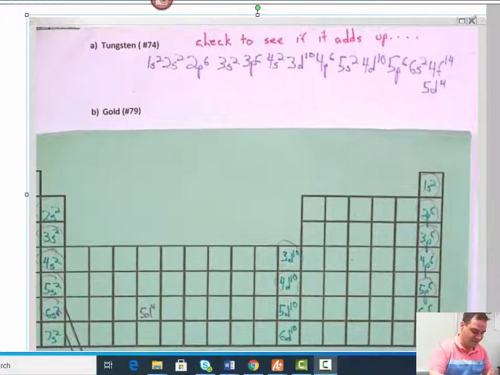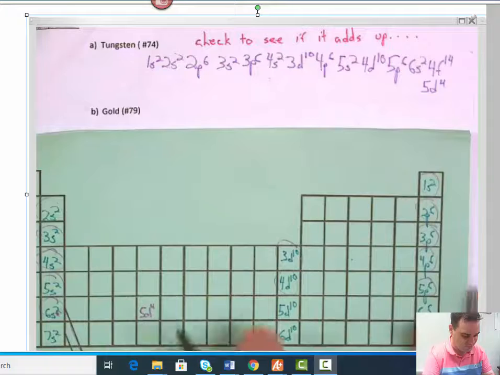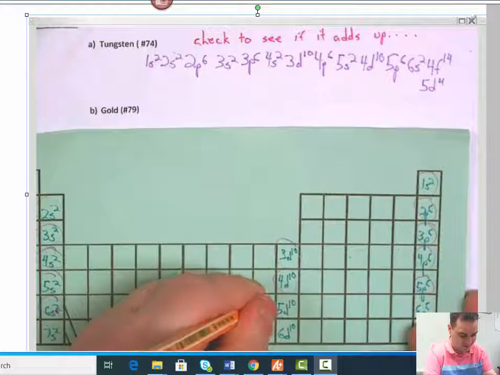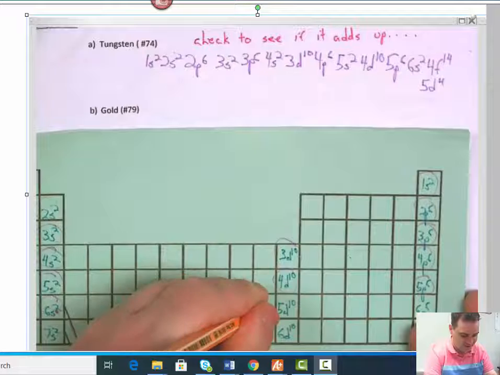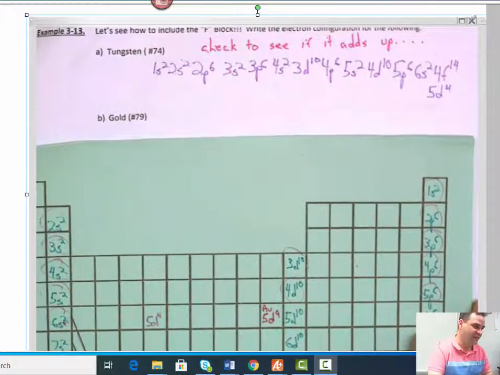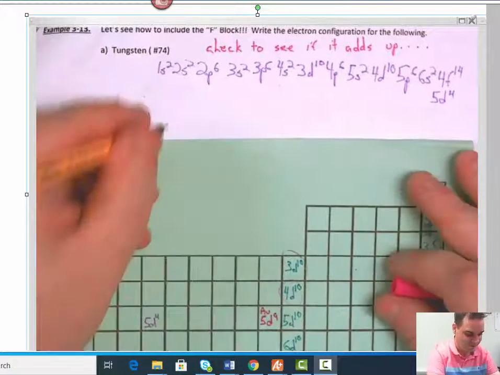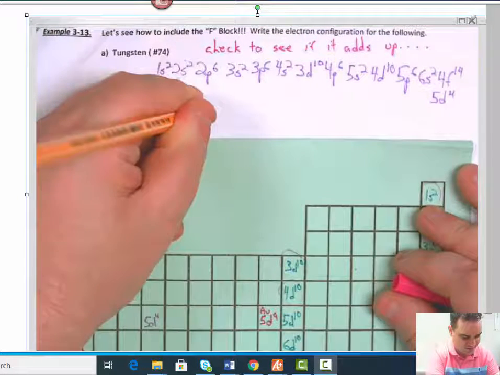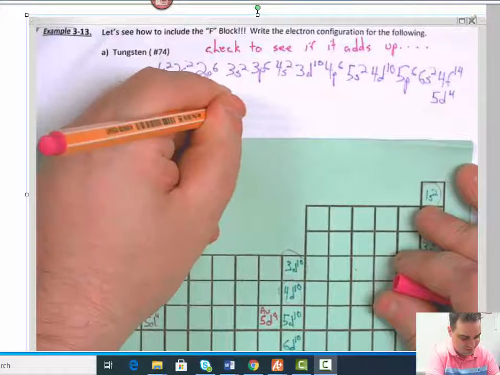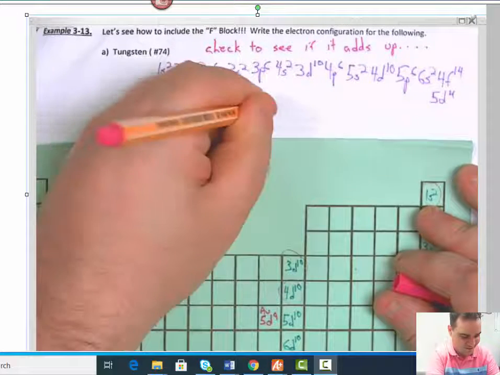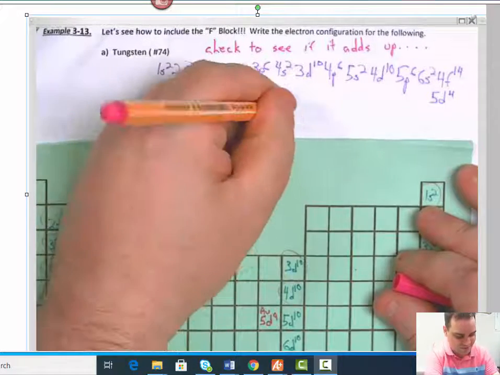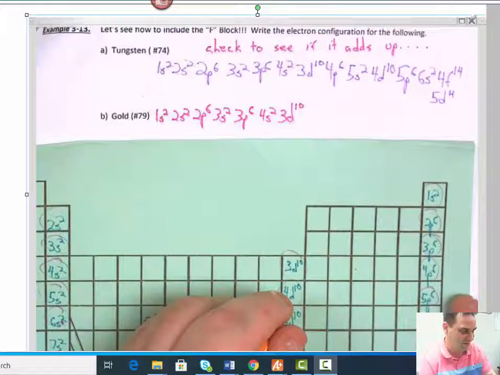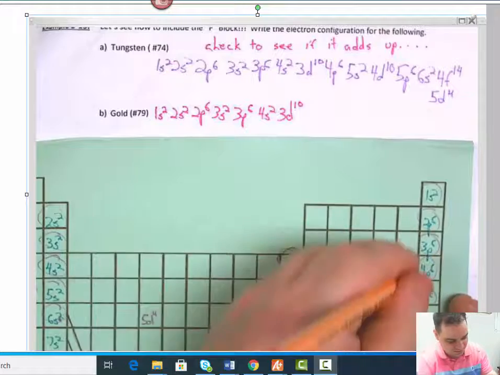Now gold is right here, right before 5d10. This is gold right here, Au. That is 5d9. So here we go again. 1s2, 2s2, 2p6. It is 3s2 and 3p6, and then comes the 4s2. Then the weird one, 3d10. Dun dun dun. So now I'm here. Now we keep going.